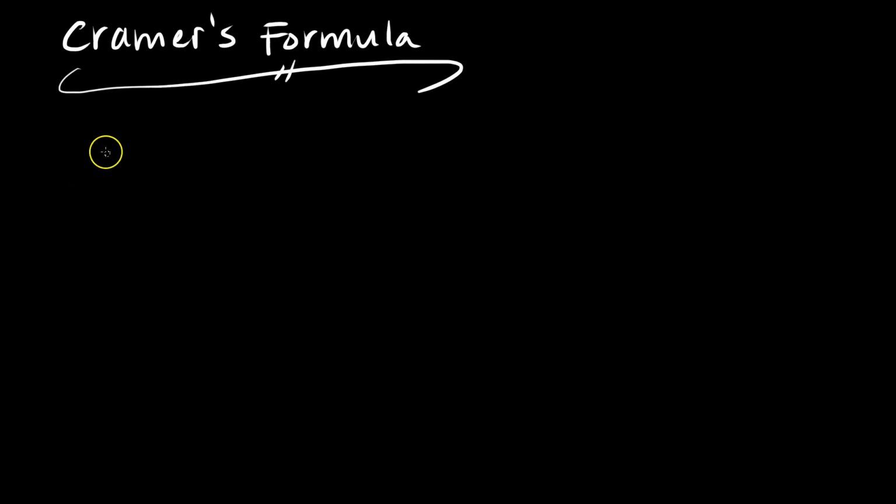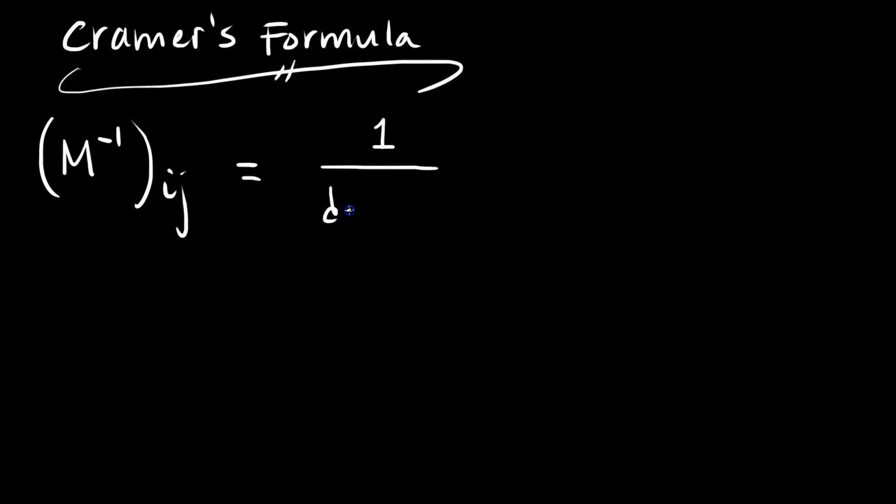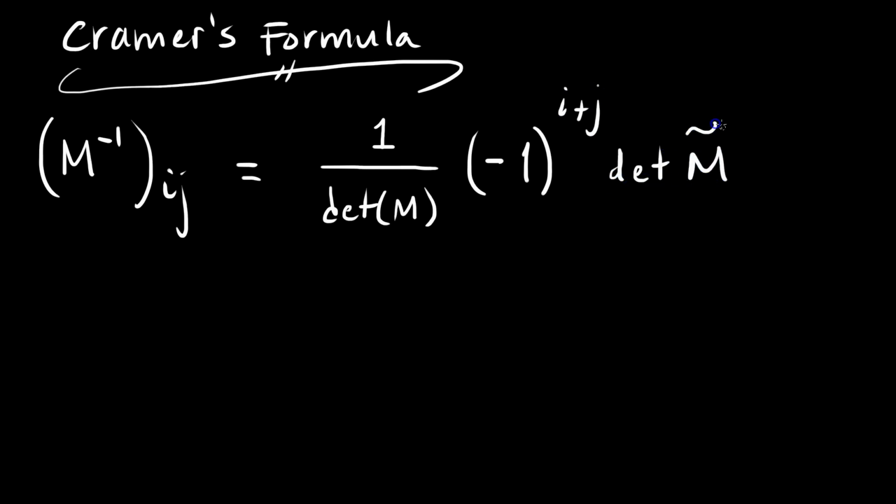So Cramer, also the name of my neighbors, found this very cool formula for the inverse. The ijth component of the inverse is equal to 1 over the determinant of the matrix, times -1 to the i plus j, times the determinant of what I'll call M tilde of j slash i slash. Okay, so this is Cramer's formula.